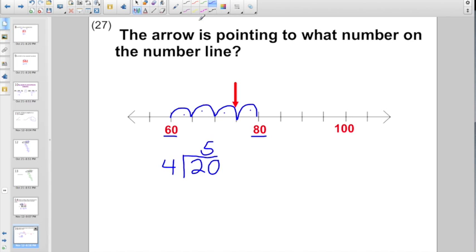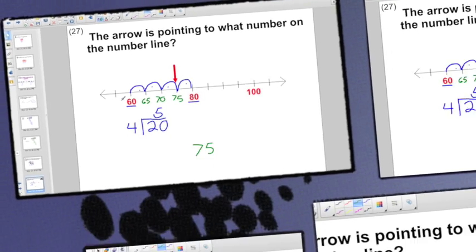Hey, that's 5. So now that I know that, that means this line here would be 65, because I'm going to go 60 plus 5 is 65. If I go 65 plus 5 more, that's 70. And if I go 70 plus 5 more, that's 75. And if I go 75 plus 5 more, that's 80, right? So I know I'm on the right track. Now that I have it written in, the arrow is definitively pointing at 75, right?